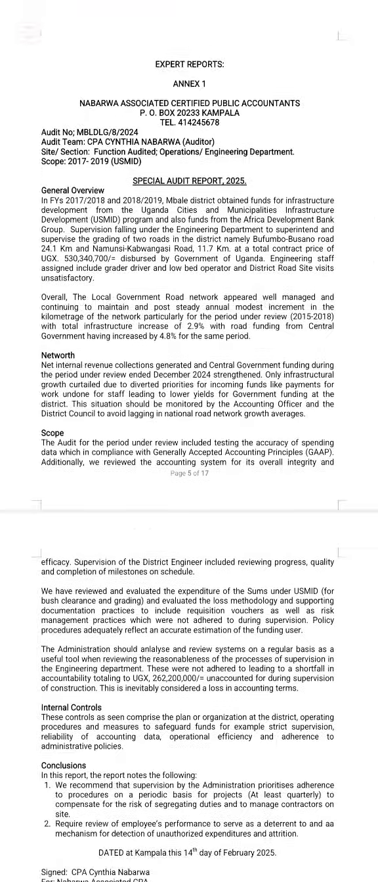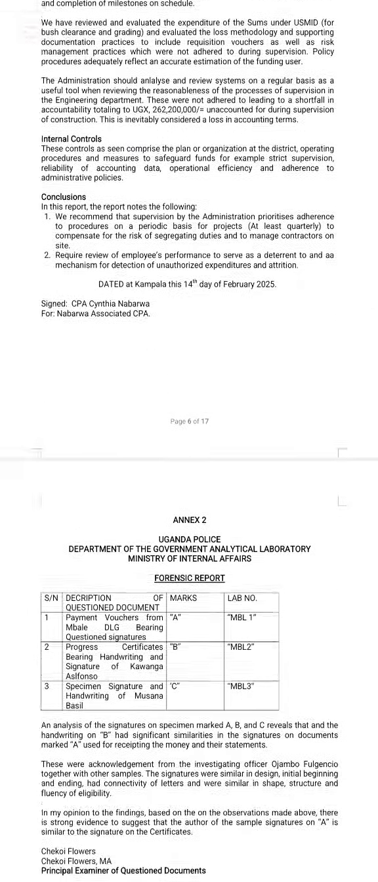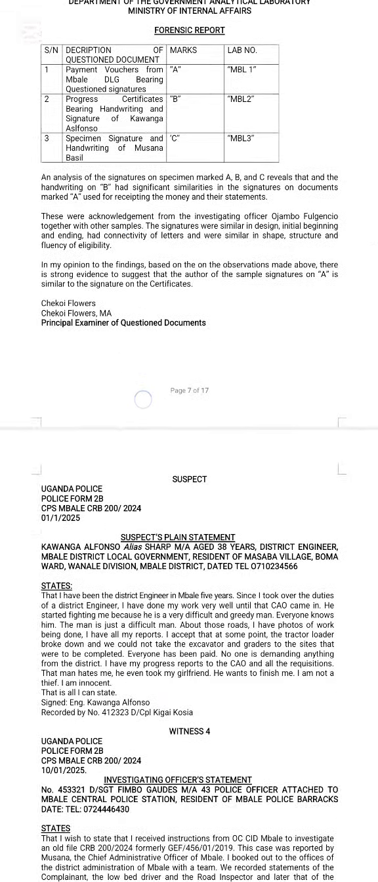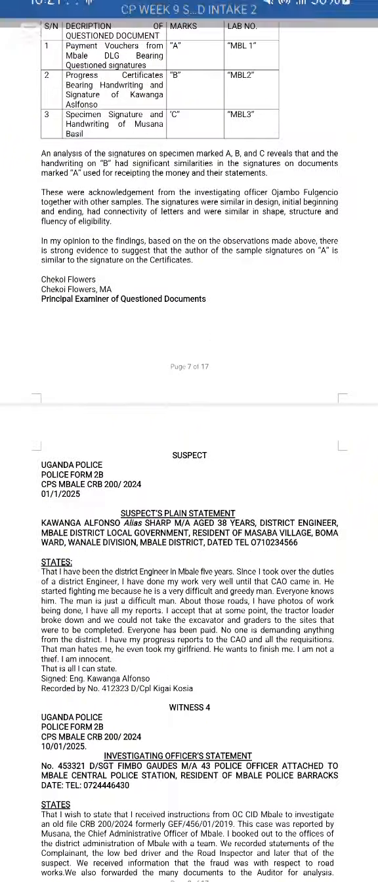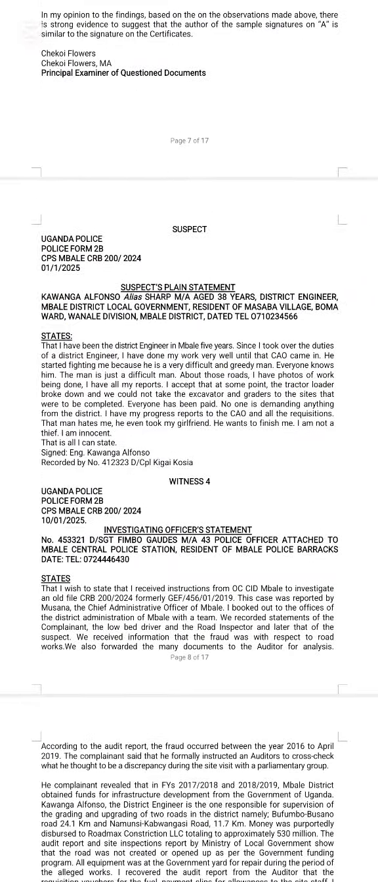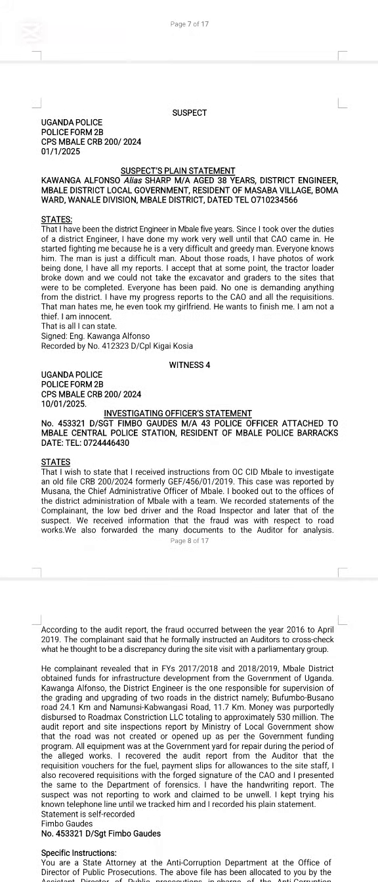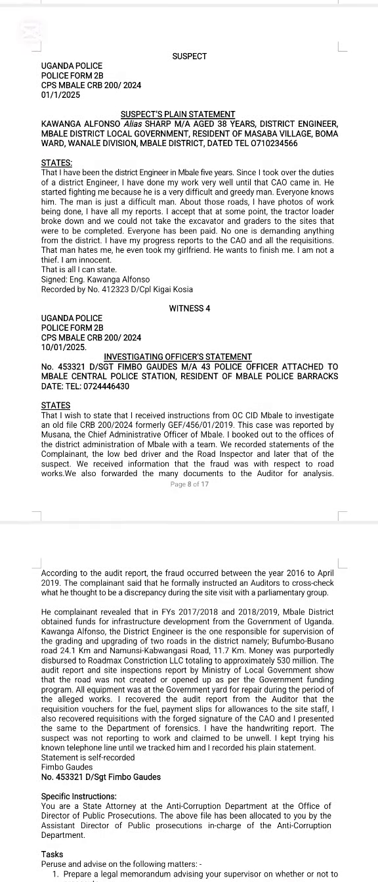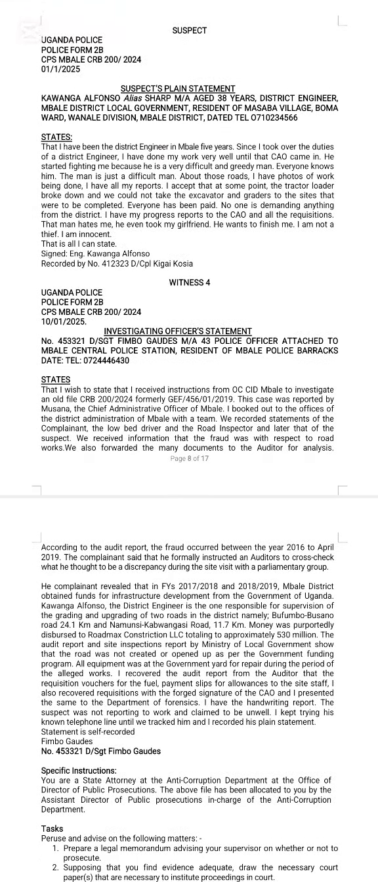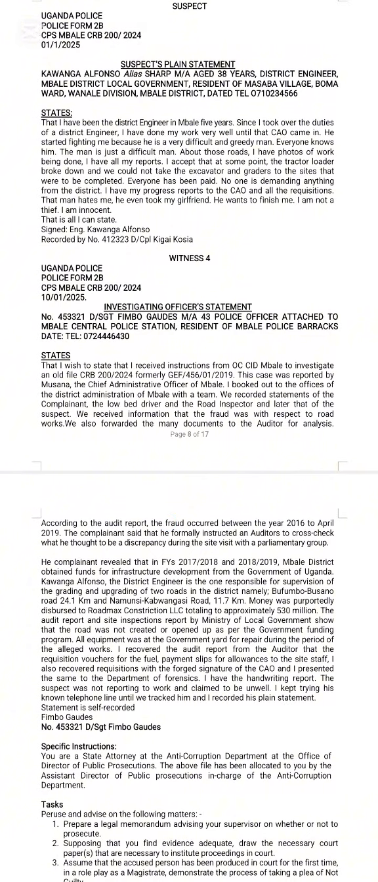Then when we look at the statement of the investigating officer, we have the suspect's charge and caution statement. It's here that I have been the district engineer in Mbare 5 years. This is Kwagara Alfonso, 38 years. Since I took over the duties of a district engineer, I have done my work very well until that complainant came in. He started fighting me because he's a very difficult and greedy man. Everyone knows him.